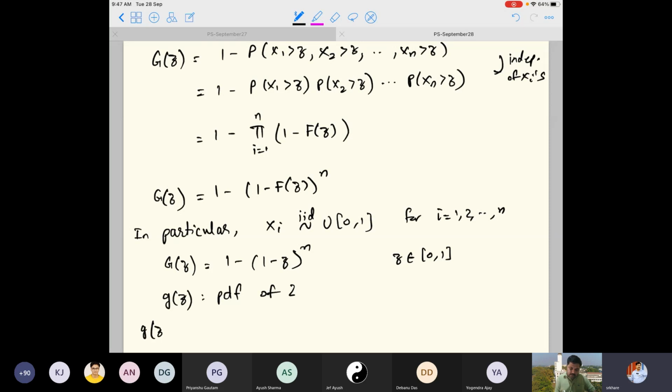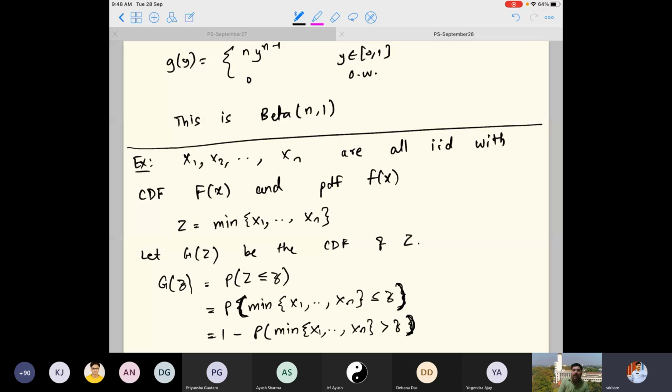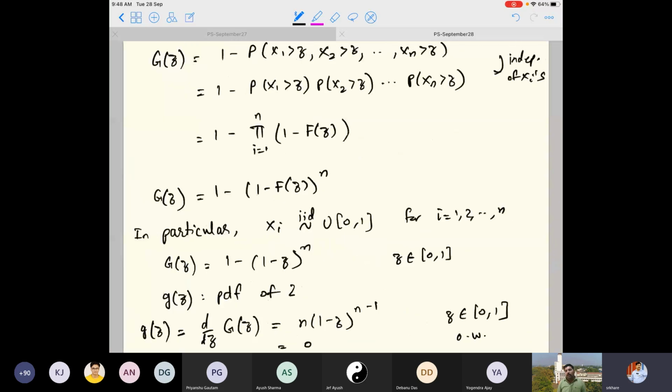So this g(z) will be equal to d by dz of capital G(z). And what will this be equal to? Is that right? Yes, sir. And this will be equal to 0 otherwise. And you can check again that this is a beta density, but now this is beta(1, n). So maximum was beta(n, 1), minimum is beta(1, n). So this is something that is really very interesting, right?